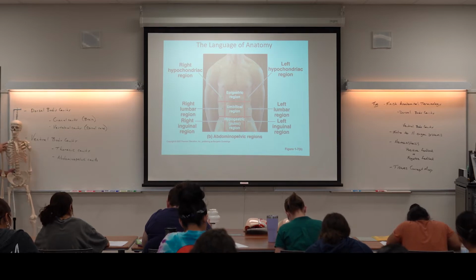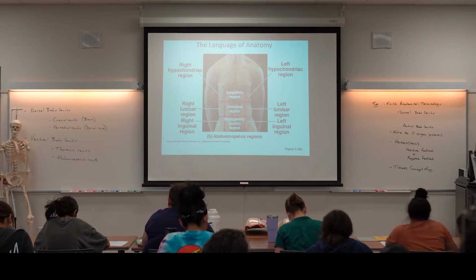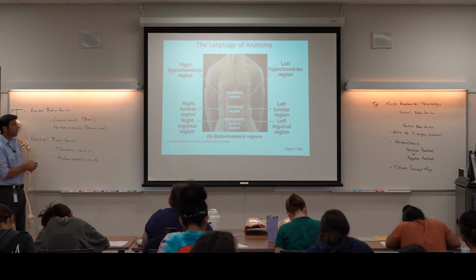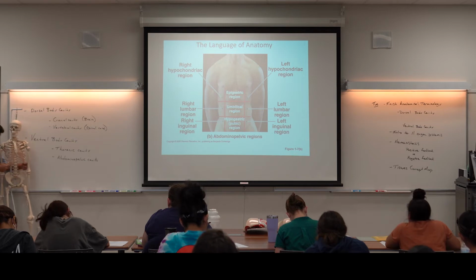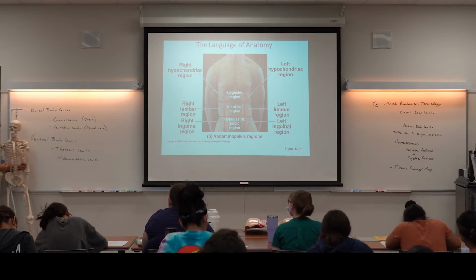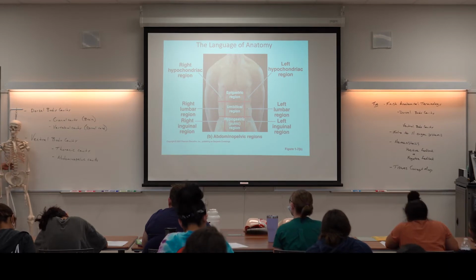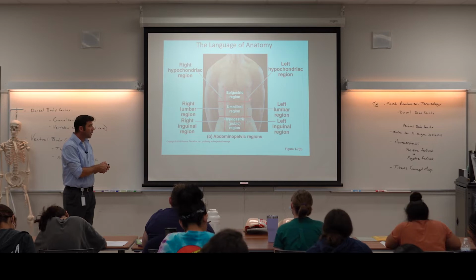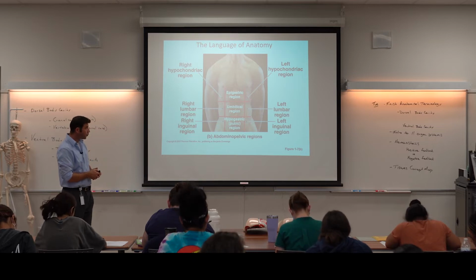I was just grabbing the skeleton model because we were talking about some of the 9 abdominopelvic regions. In particular, we were going to talk about those hypochondriac regions. Hypo is below, chondriac is cartilage, so it's referring to one of these abdominopelvic regions that's just below the costal cartilage of the ribs. So just below the cartilage on either side, hypochondriac. There's the right hypochondriac region and the left hypochondriac region.